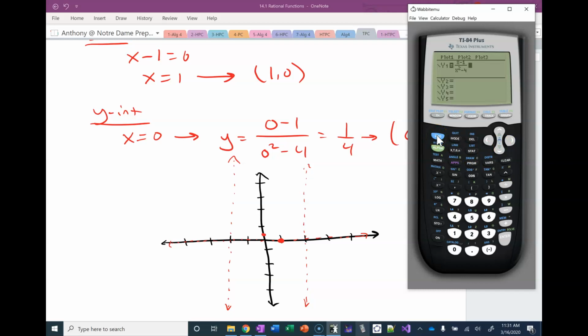And what I'm interested in is what's happening right around the values of 2 and negative 2. Specifically, what's happening right before 2 and right after 2. So I'm going to do a standard window. I'm going to press the zoom button and select command 6. And I'm going to look at a series of values. Now, the graph is basically telling me what this thing should look like. I'm going to pretend like I don't actually know this.